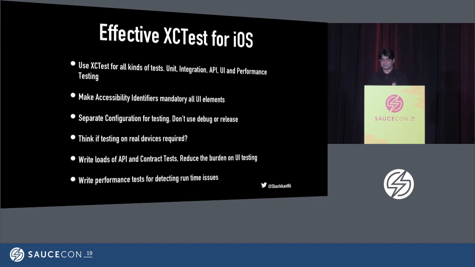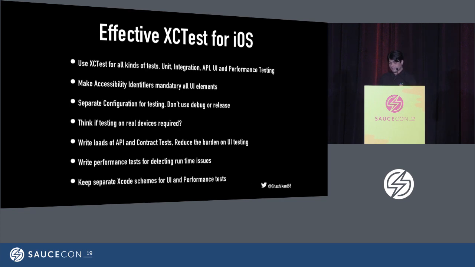So it's a good practice to write a performance test and run it on a nightly basis, because it's a heavy job and it has to run the test 10 times. So it's better to keep it on a nightly basis. Now, Xcode schemes. Xcode schemes are basically how you structure your app's code and the UI test code. So it's always better to create a separate scheme for UI testing and a separate scheme for performance testing.